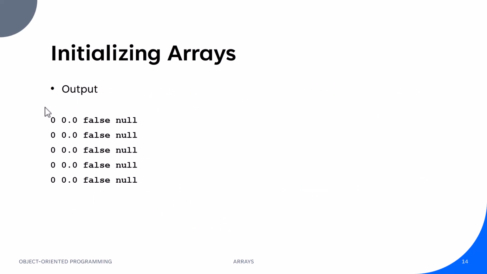Now, the elements of the integer array are initialized to 0. The elements of the double array are initialized to 0.0, while the elements of the Boolean array are initialized to false, and the values of the string array are initialized to null.